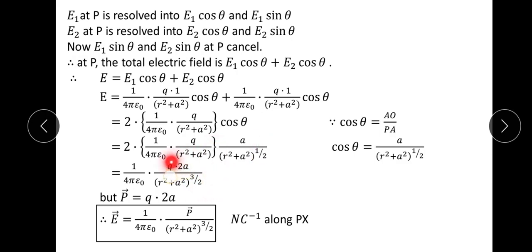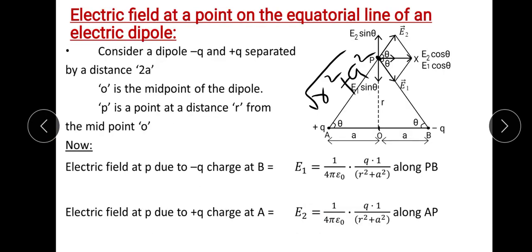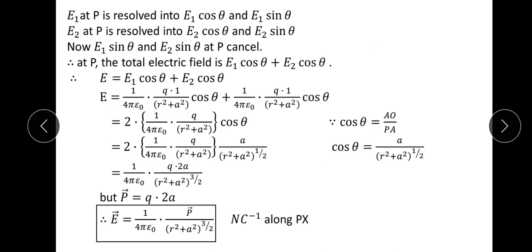Now let us write this q into 2a as p. You know that p is the dipole moment. So dipole moment p is equal to q into 2a. Therefore let us substitute this q into 2a by vector p here. So finally the equation becomes E is equal to 1 by 4 pi epsilon naught into p divided by r square plus a square to the power of 3 by 2 Newton per coulomb along px. So what is the direction of this electric field? Look at the diagram. Px, this is the direction of electric field. So that is what is written here. Okay, so this is the derivation.